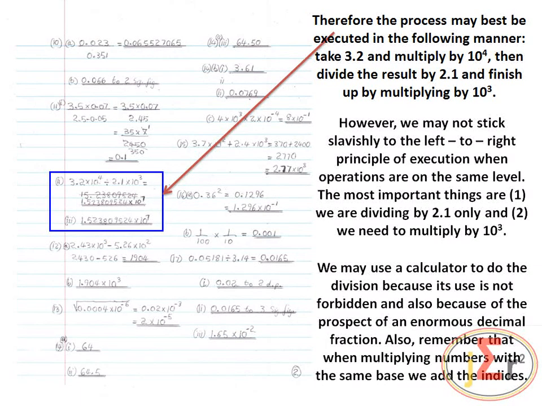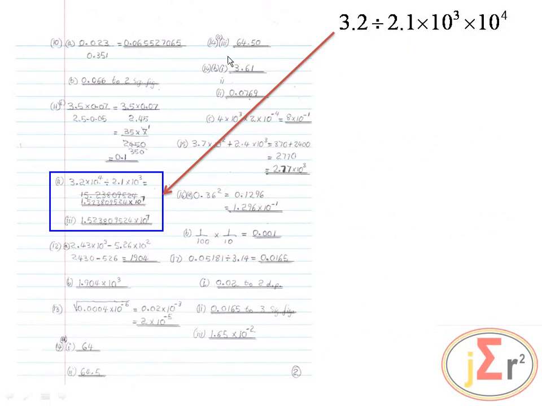Also, remember that when multiplying numbers with the same base, we add the indices. So it is easy to manipulate the ones with the indices together and the quote-unquote flat numbers together, like we have right there. So we are taking the flat numbers and working with them together, and also we are taking the powers of 10 and working with them together. So the division process is carried out, and when we are multiplying numbers that have the same base, we add the indices, the index of 3 plus 4, and that is equal to 7. Therefore, our answer is 1.5238 times 10 to the power of 7.